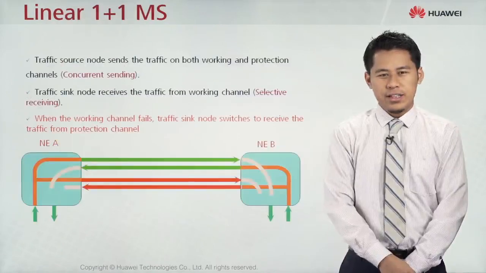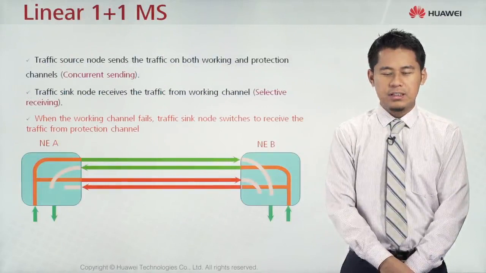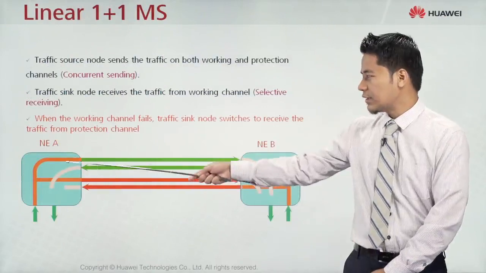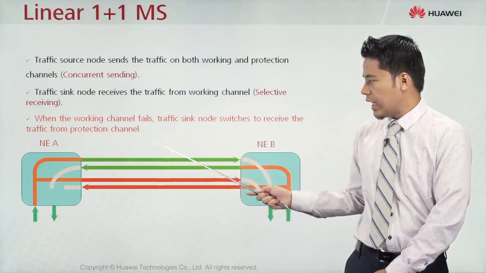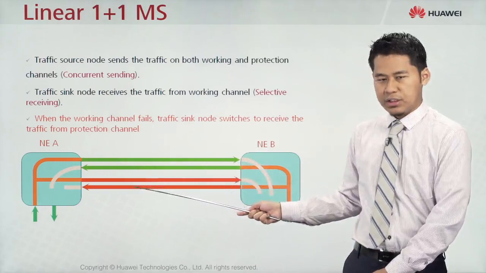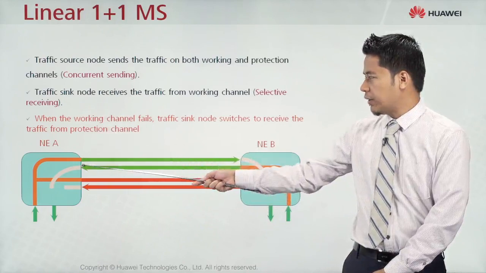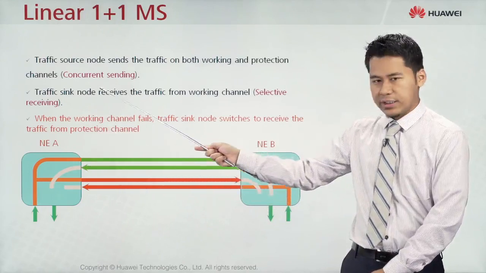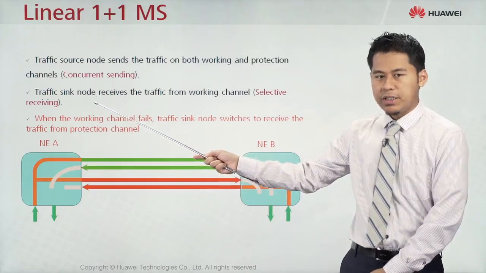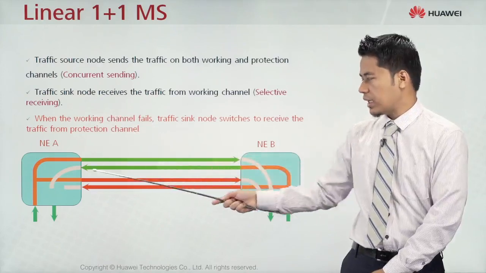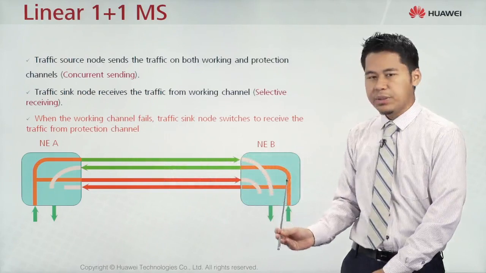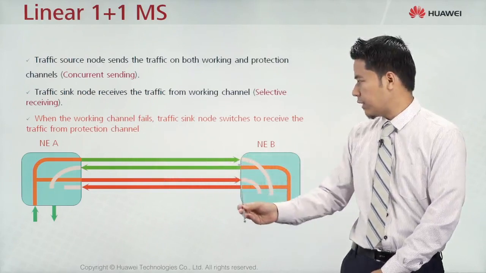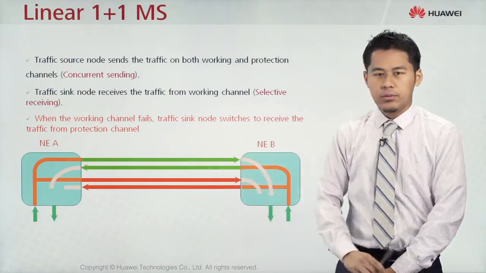Now let's go through the example of linear 1 + 1 MS. As you can see here, we have a topology with node A and also node B. This is what we apply for the working. At the bottom, we apply the protection. Imagine that the first one has concurrent sending, like a splitter. They will split into both directions, which is the working and also the protection. And here also for B, in the reverse direction, B to A, they will go through this path as well, with a working and also a protection.